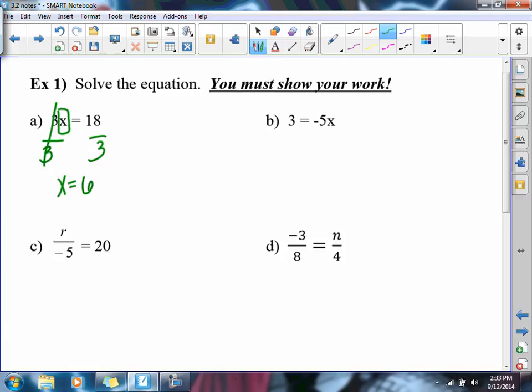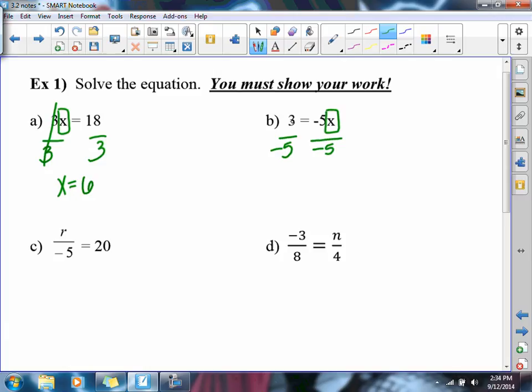For part B, we have another multiplication problem: 3 equals negative 5 times x. I can box in that x so I know what I'm solving for. The x is being multiplied by negative 5, so I have to undo that multiplication. I'm going to divide by negative 5, and what I do to one side, I have to do to the other.